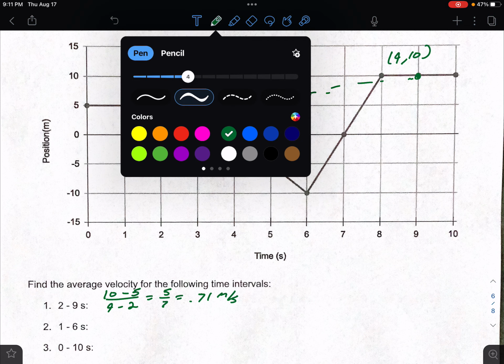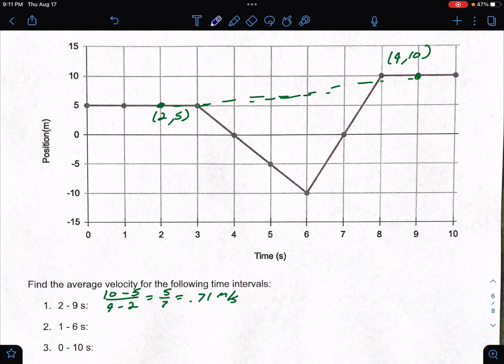Now let's do the other one. We'll switch up colors a little bit. So we're going to do 1 to 6 seconds. So 1 second would be right here. So my coordinates would be 1, 5. And then at 6 seconds is going to be down here. So this would be 6, negative 10. So I would just connect those 2 points with a line, and we're going to find that.